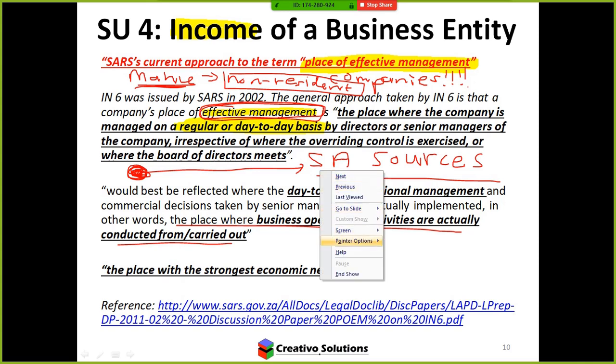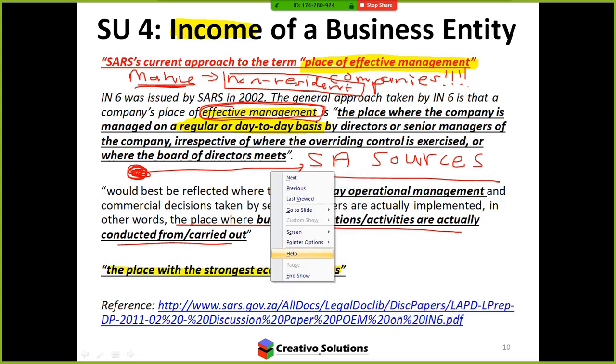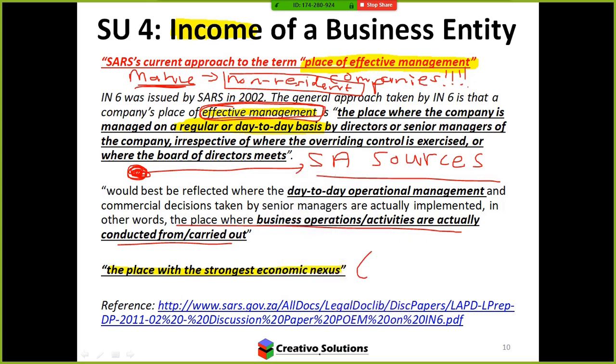And then the last bit, probably one of the most important points to consider, is the place of the strongest economic nexus. So, in other words, where do you make more of your money? Your rands, your euros, your dollars, wherever. So the strongest economic nexus. Let's consider your company. Does Marley make most of their money in South Africa, or do they make most of their money in Germany? Where is the strongest economic nexus, inverted commas?